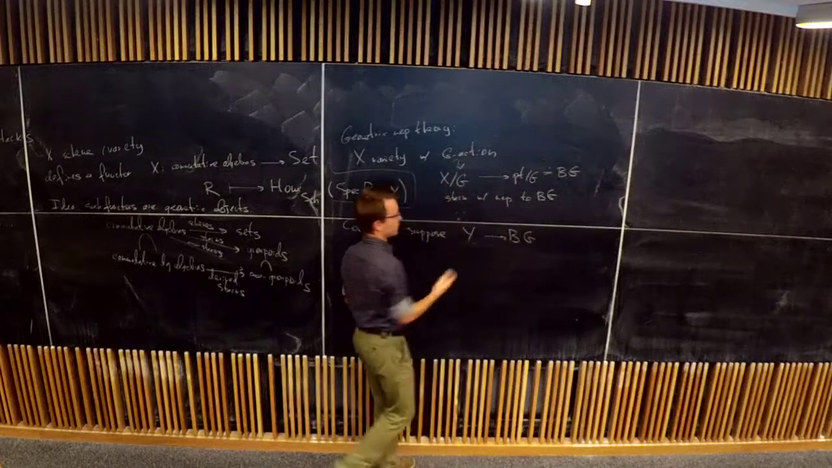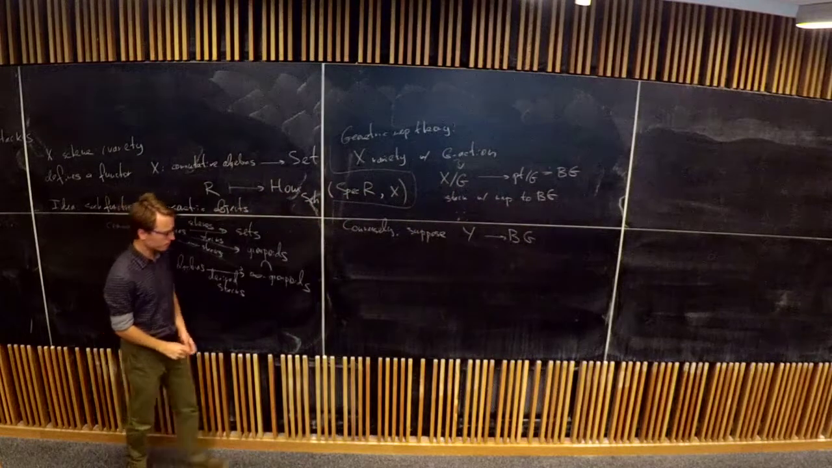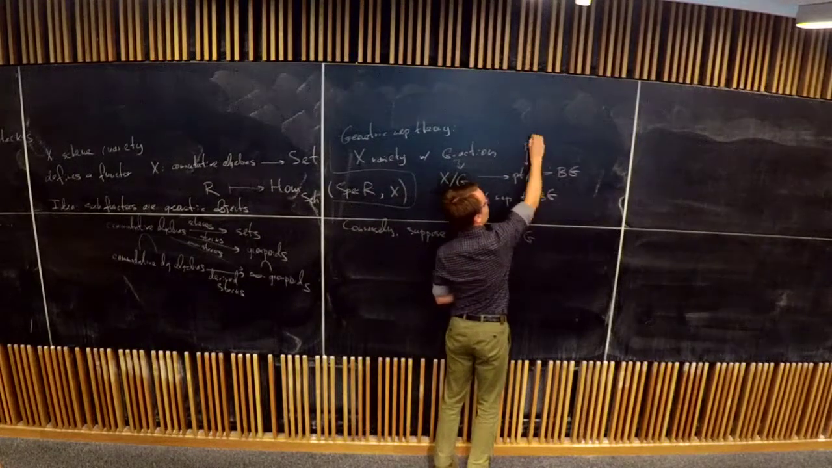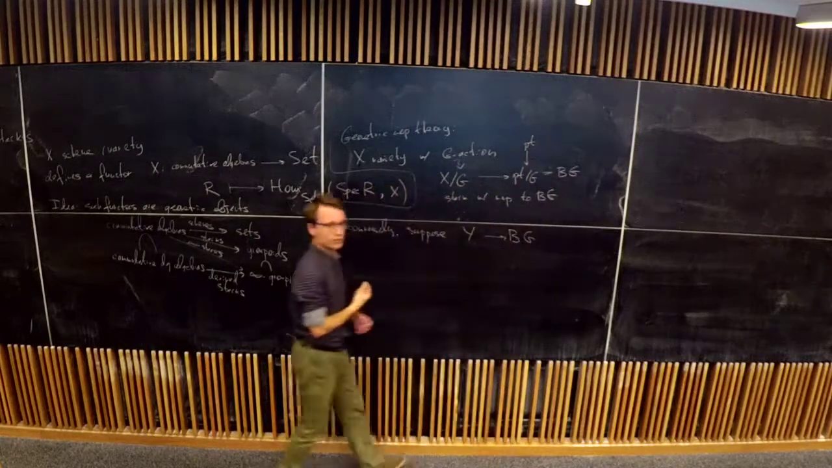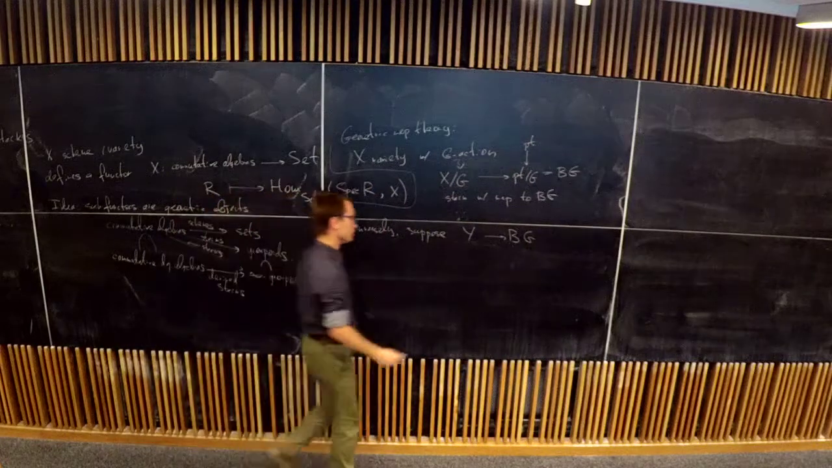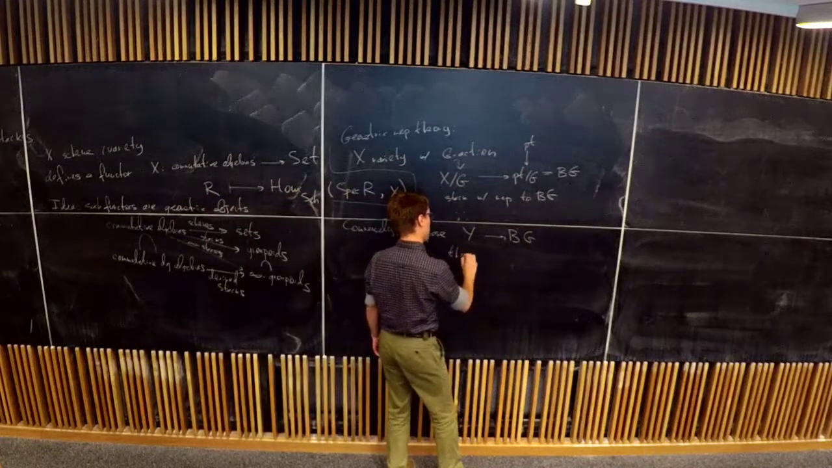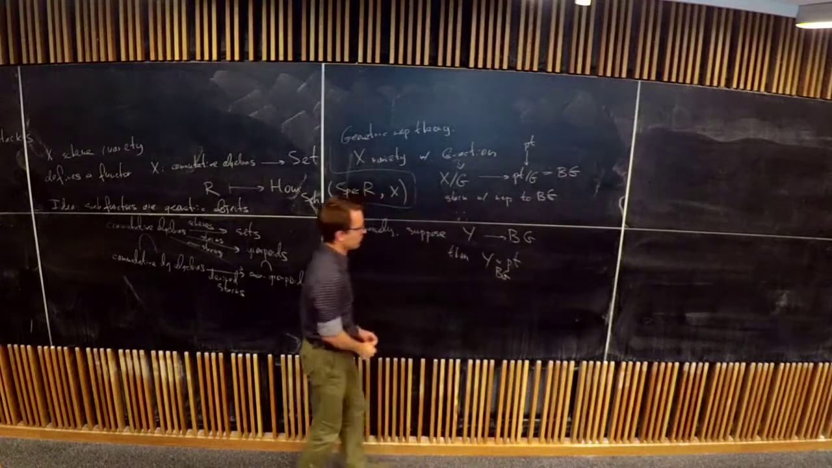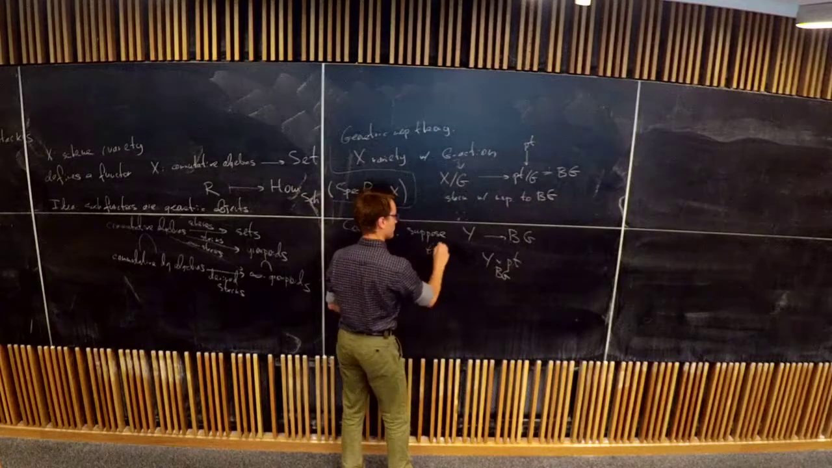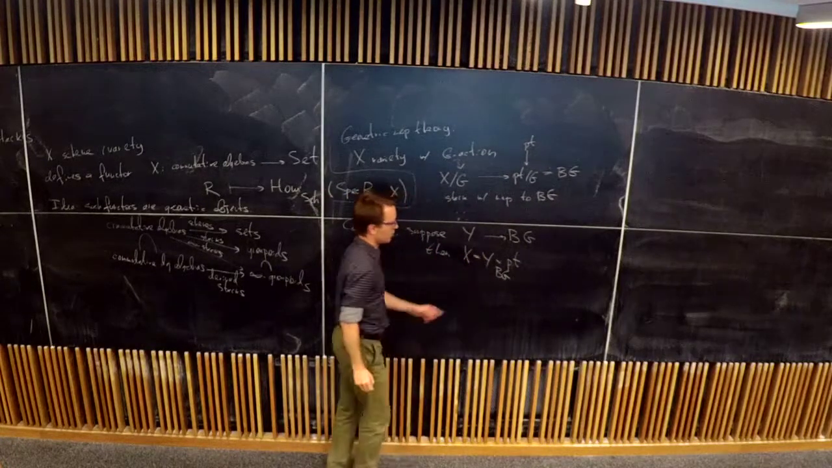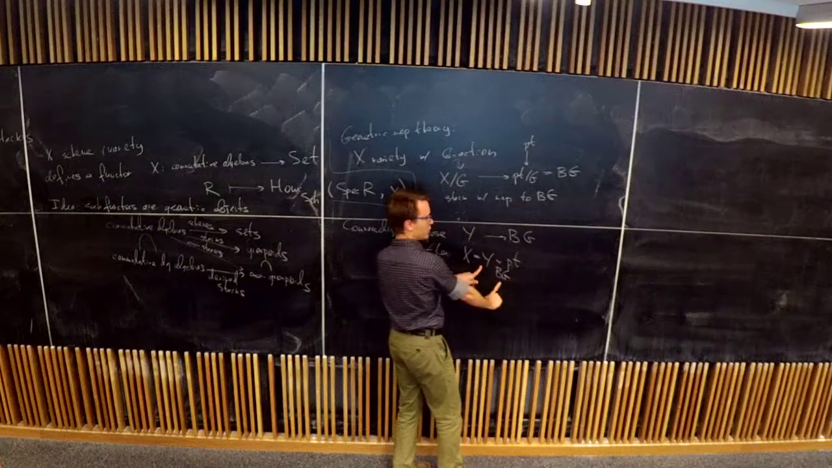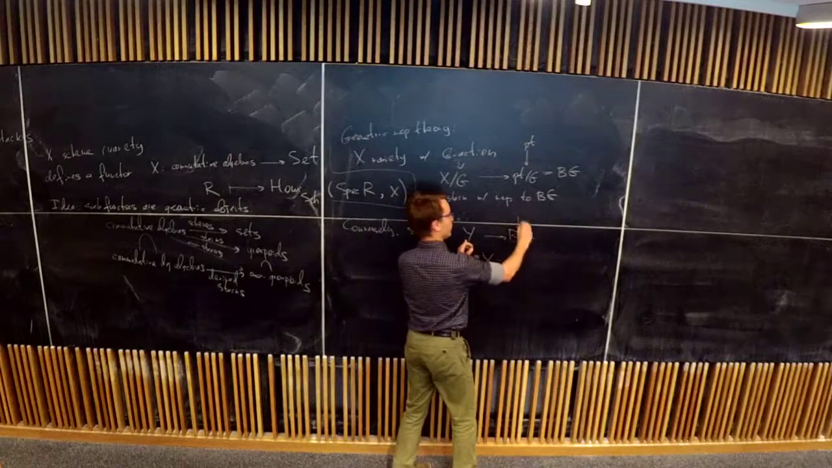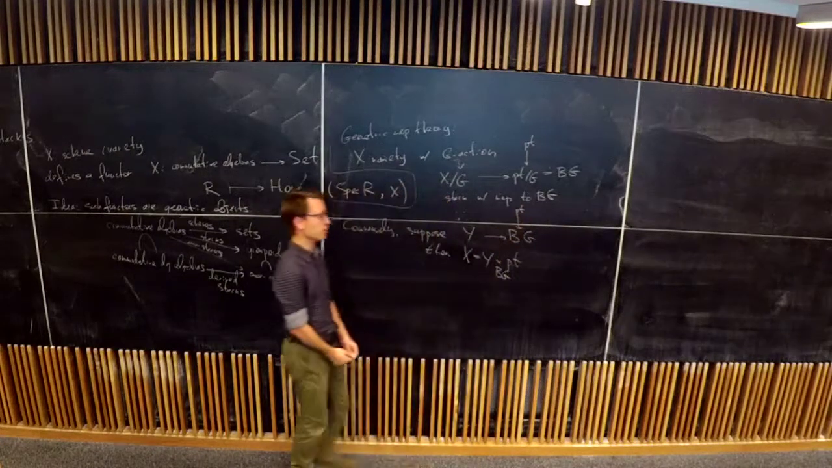So you have some stack with a map Y to BG. Well, there's an actual map from a point to BG. So in other words, BG has a canonical base point. Well, then you can look at Y cross point over BG. So in other words, I take the fiber of this map at the canonical base point of BG.